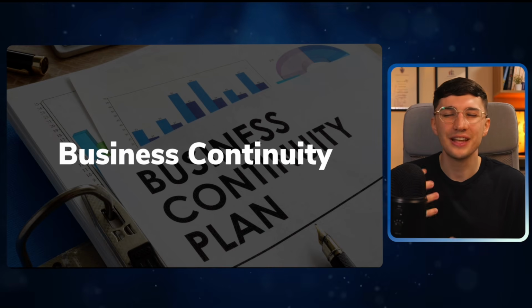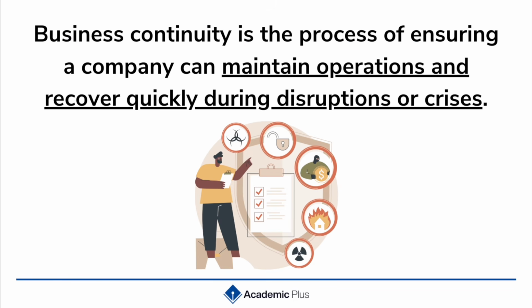Let's first of all understand what we mean by business continuity. Well, essentially, business continuity is the process of ensuring a company can still maintain their operations and recover quickly during disruptions or crisis. So an example of business continuity is a retail business implementing an online sales platform to continue their operations during a store closure, potentially caused by a natural disaster, or of course COVID-19.